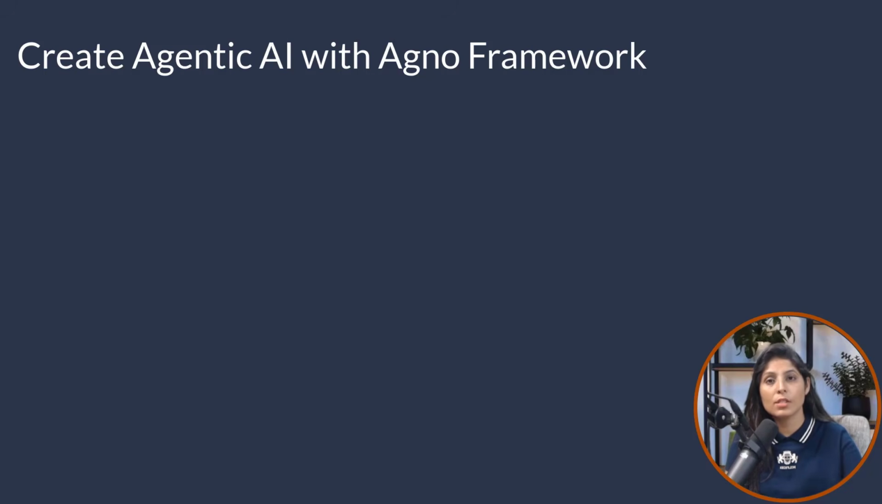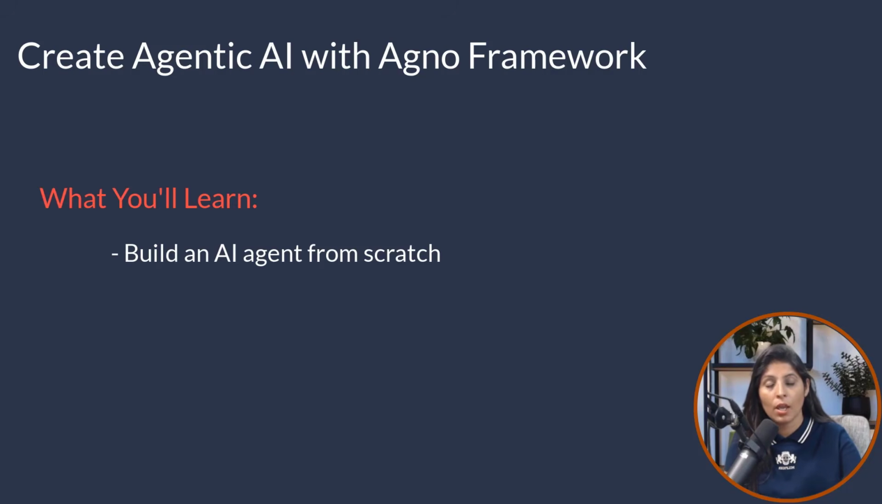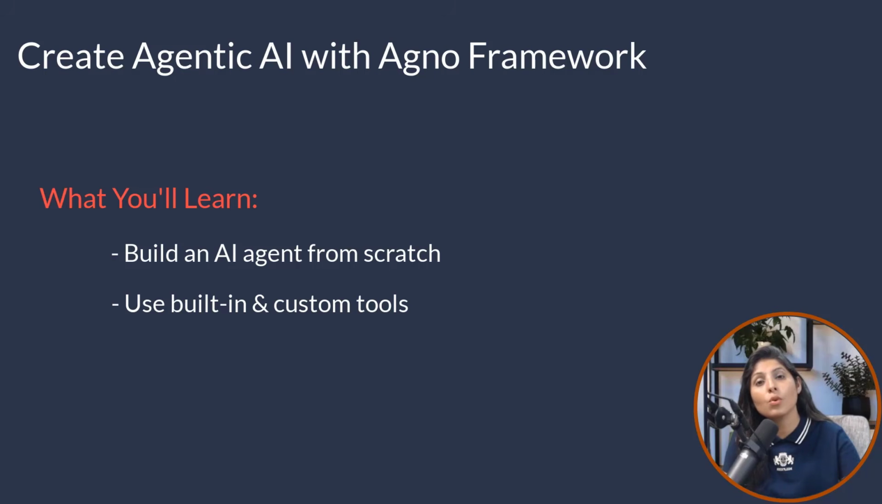So guys, in my today's video, we will see how we can create agents in Agno, and after that we will learn how to use tools. There are two types of tools, predefined tools and custom tools. In this tutorial, I'll show you how to use both. First, we will learn how to use predefined tools, and after that I'll show you how to create your custom tools, then how to use those tools with the agents.